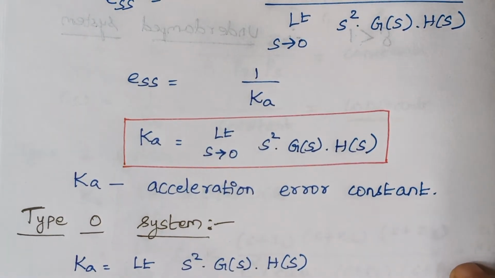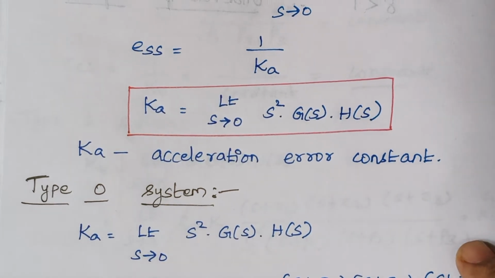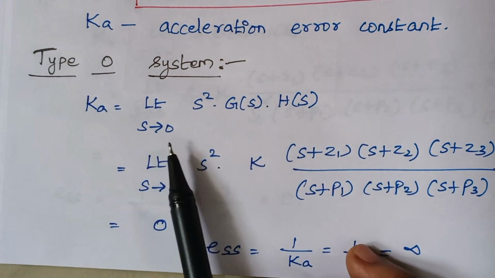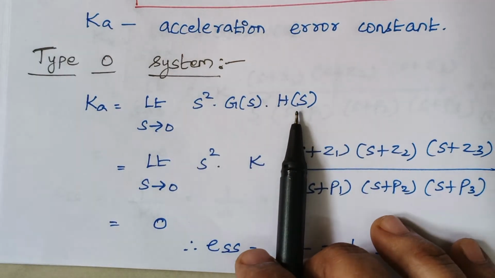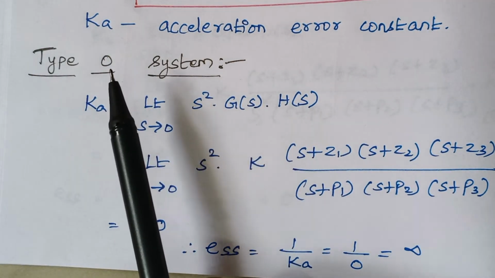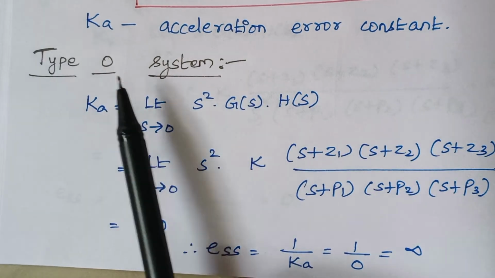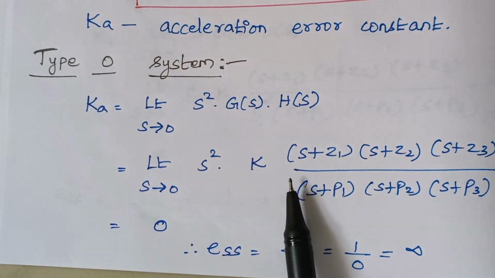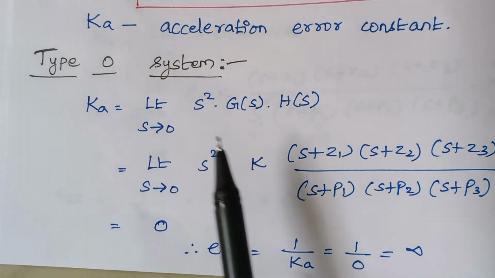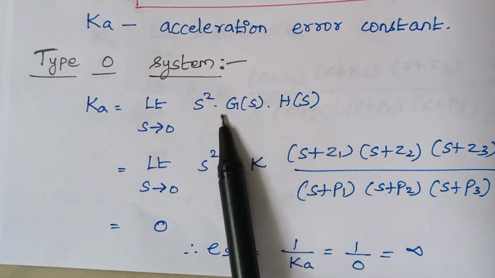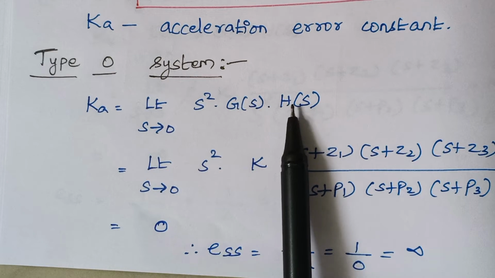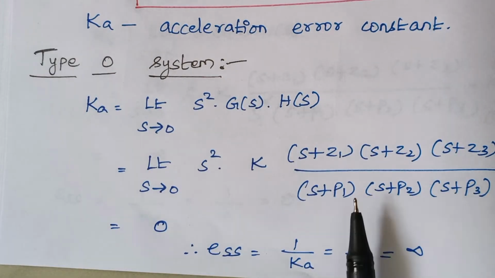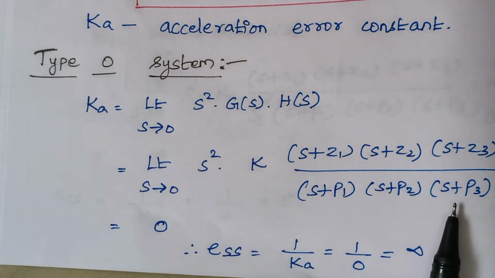Next we are going to find the value of steady state error for a type 0 system. As we all know, this is the basic formula: limit s tends to 0 of s square into G(s) into H(s). I am going to apply this expression for a type 0 system. What is meant by type 0? Here in the denominator we won't have an individual s term, so there is no s term present. The general format of representing G(s) into H(s) is K into (s plus z1)(s plus z2)(s plus z3) divided by (s plus p1)(s plus p2)(s plus p3).